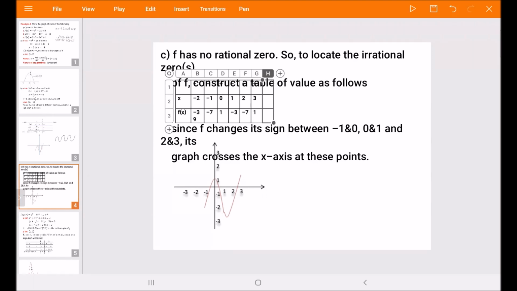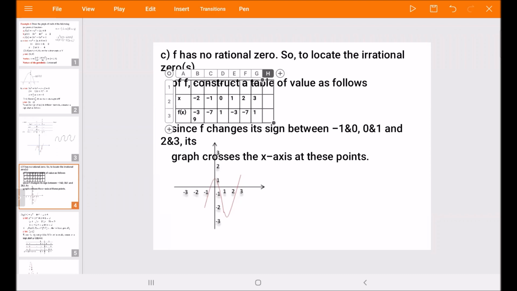So this smooth curve crosses the x-axis between 2 and 3, between 1 and 0, and between 0 and -1, and at y is equal to 1. By sketching this smooth curve, we sketch the graph of this polynomial.